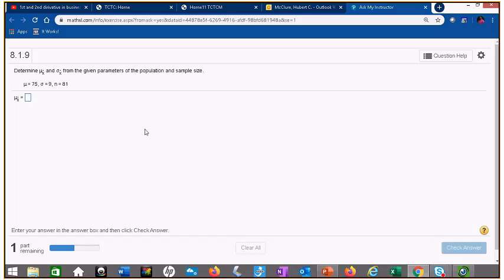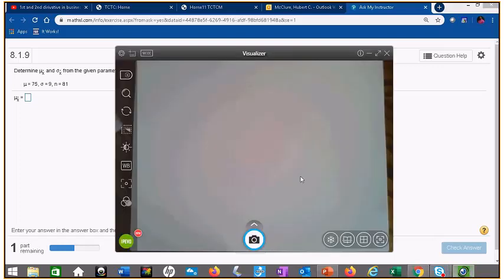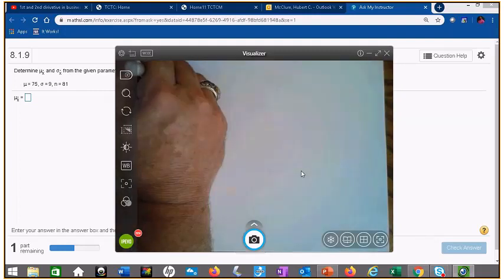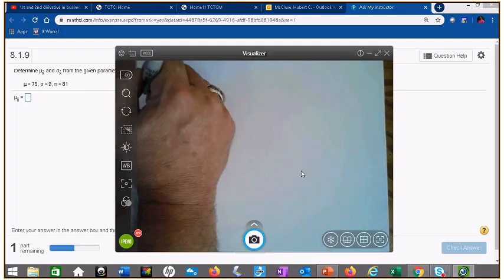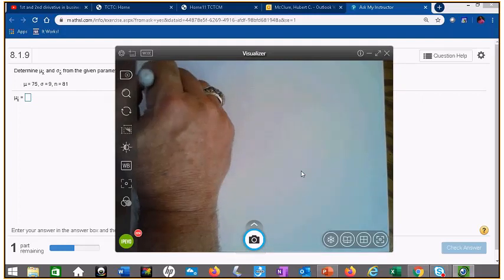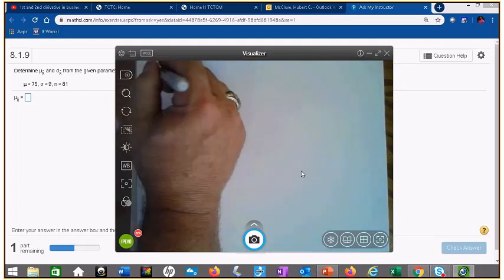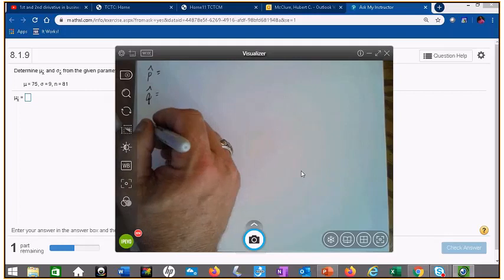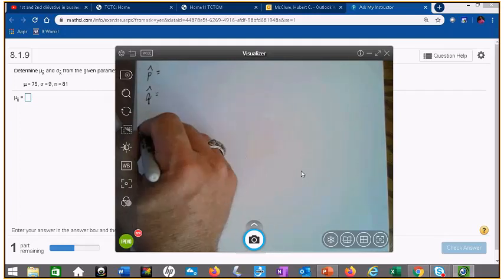Now remember, in 8.1, you're told to get p hat. Let me get my marker. Let me get my visualizer. You're told to get p hat, and of course p hat and q hat. And the only other formula that you're given is the formula for your new standard deviation based on x bar.